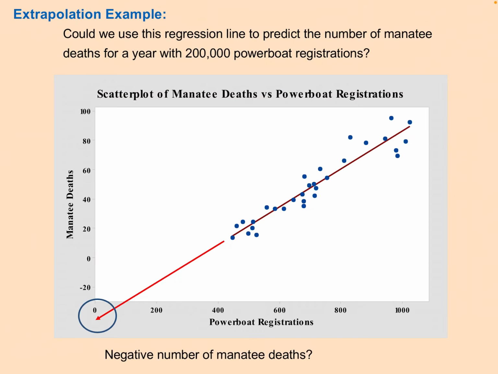All right, as you see right there. So here we have 200,000 powerboat registrations. So you go over, and it's a little bit off, but it's actually minus 17. Okay, so that makes no sense. That's again the danger of extrapolation, predicting outside the range. Clearly, you can't have negative 17 deaths. That would mean that any single powerboat below 200,000, or actually below whatever this number is, probably 300,000, would actually increase manatee births. That makes no sense. All right.